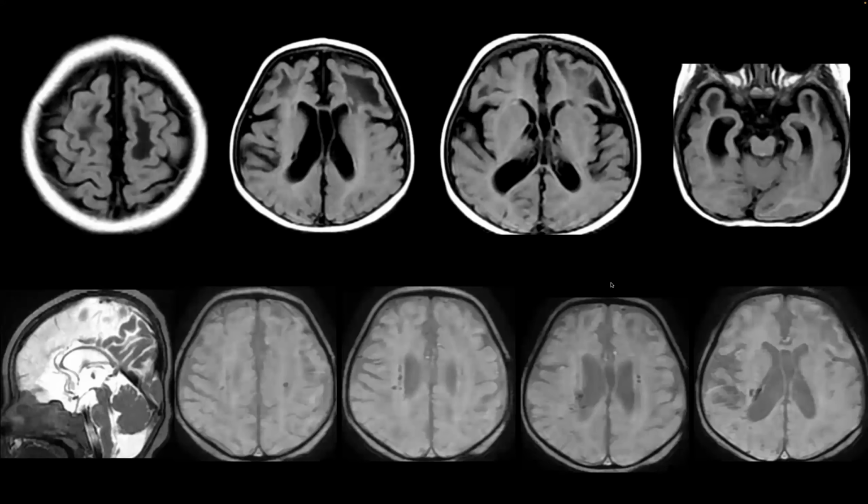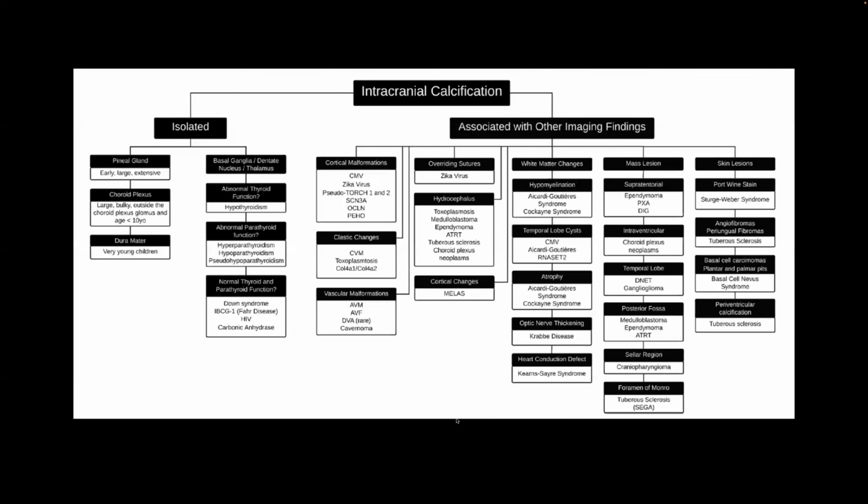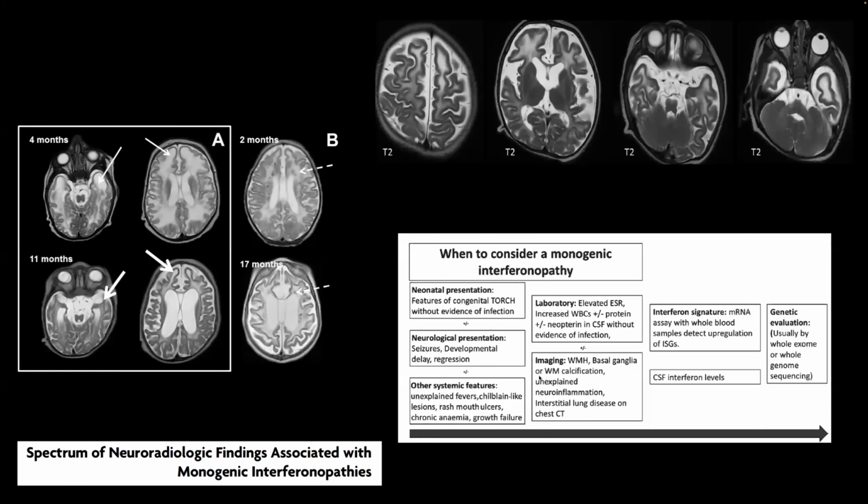You might want to check the link I've sent. I think RNASET2 is in the spectrum of the interferonopathies. It's a subtype. Okay, thank you, Dr. Mankad. So yeah, Ramya, we are going towards the genetic cause. Yeah, thank you. All right, thanks.